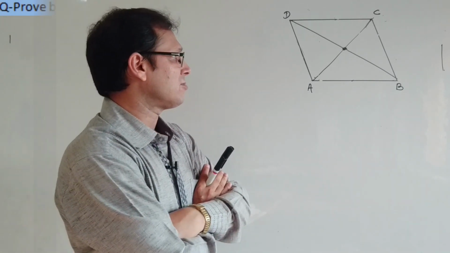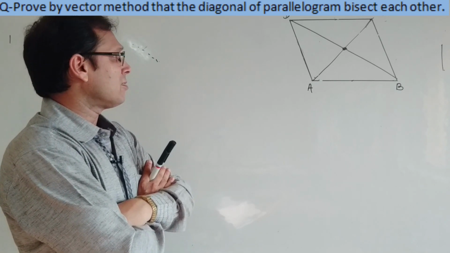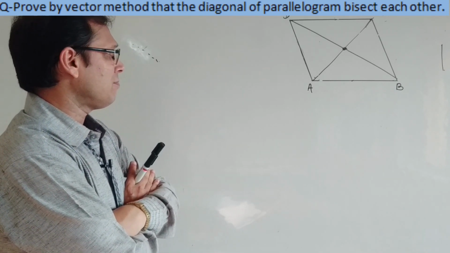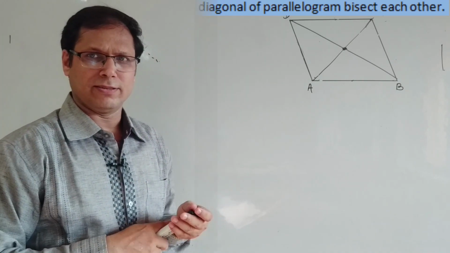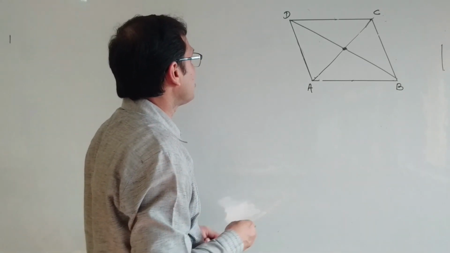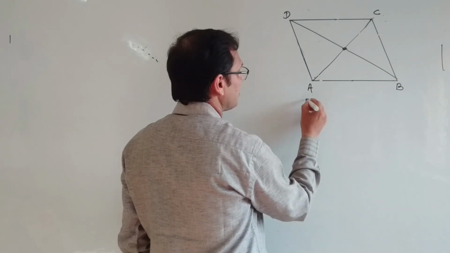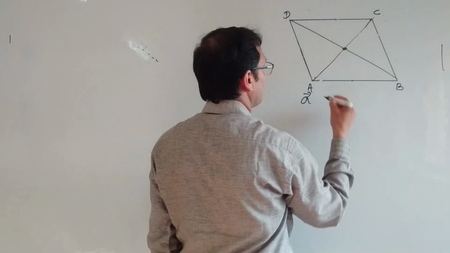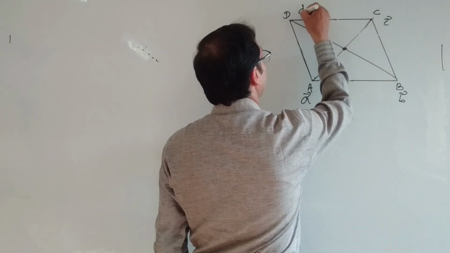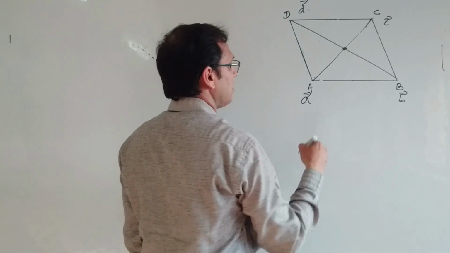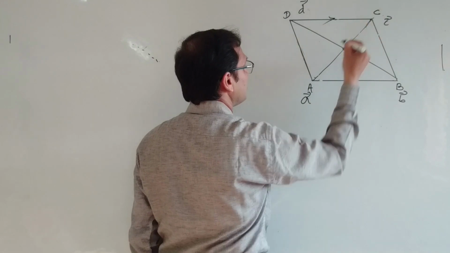So let us take the first question. Prove by vector method that the two diagonals of any parallelogram bisect each other. Okay, you have to do this proof by vector method. So let us take the parallelogram named ABCD. You have to mention the vertices of the parallelogram represented by the vectors A, B, C and D respectively.